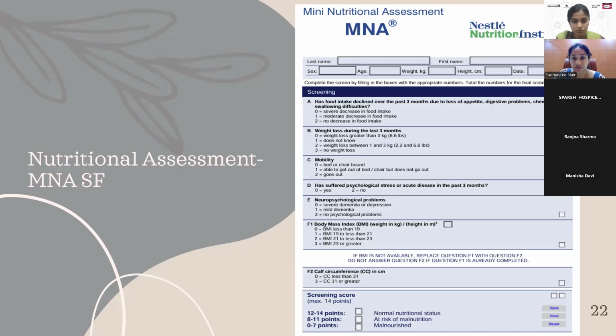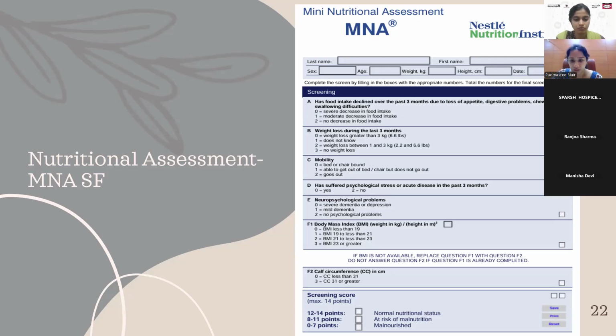The first question we ask is if their food intake has progressively declined over 3 months. The next is the amount of weight loss they've had. Third is their mobility status, that is, if they are bed or chair bound or if they are completely able to move around. The fourth question is if they've suffered any psychological stress or acute illness in the past 3 months. Fifth, whether they've had any neuropsychological problems. And the sixth is the body mass index. If it's not possible to get the body mass index, then we look at their calf circumference.